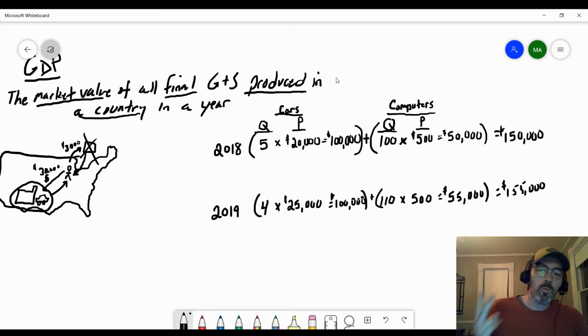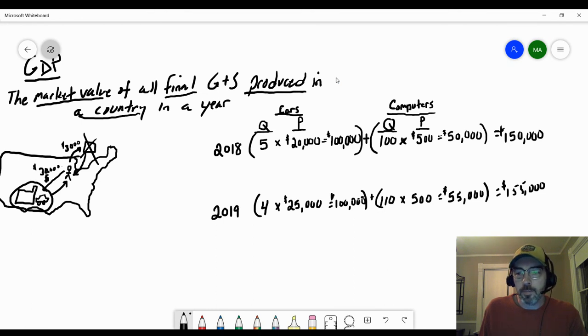Well, there's really only 2 possible explanations for why GDP can go up or go down from one year to the next. And that is either the quantity of cars and computers changed or the price of cars and computers changed. Well, which one was it? In this case, the quantity of cars went down and the quantity of computers went up. And the price of cars went up and the price of computers didn't change at all.